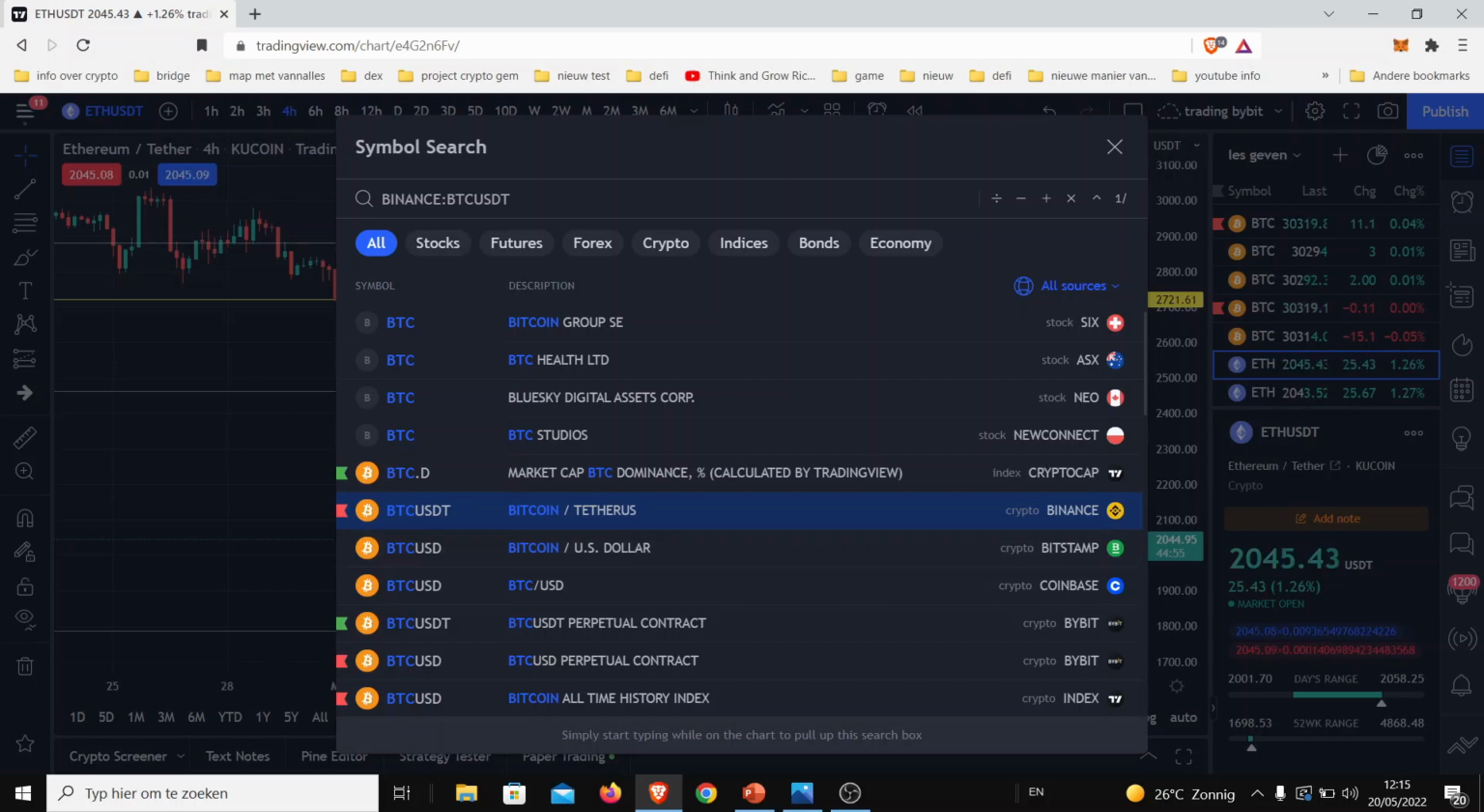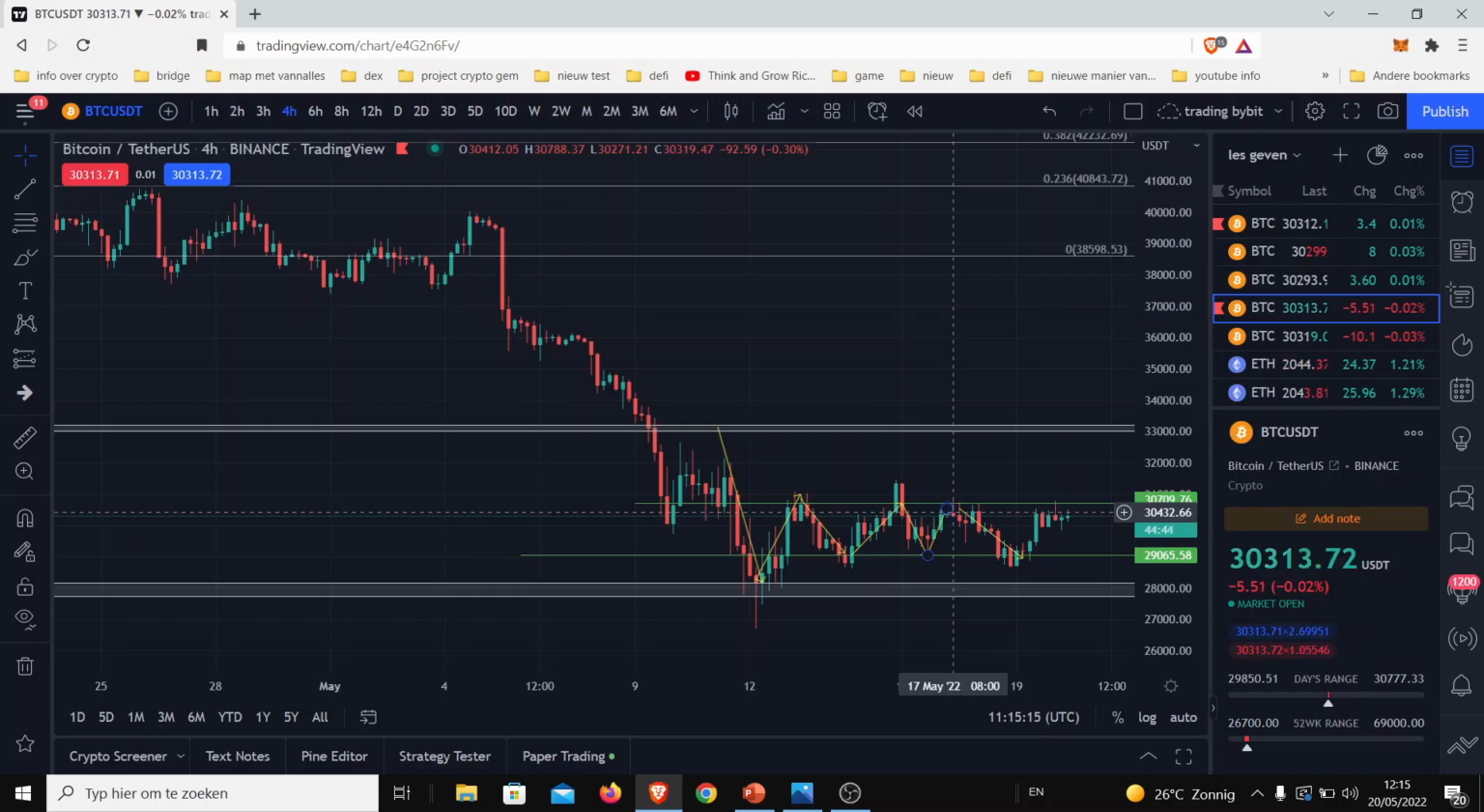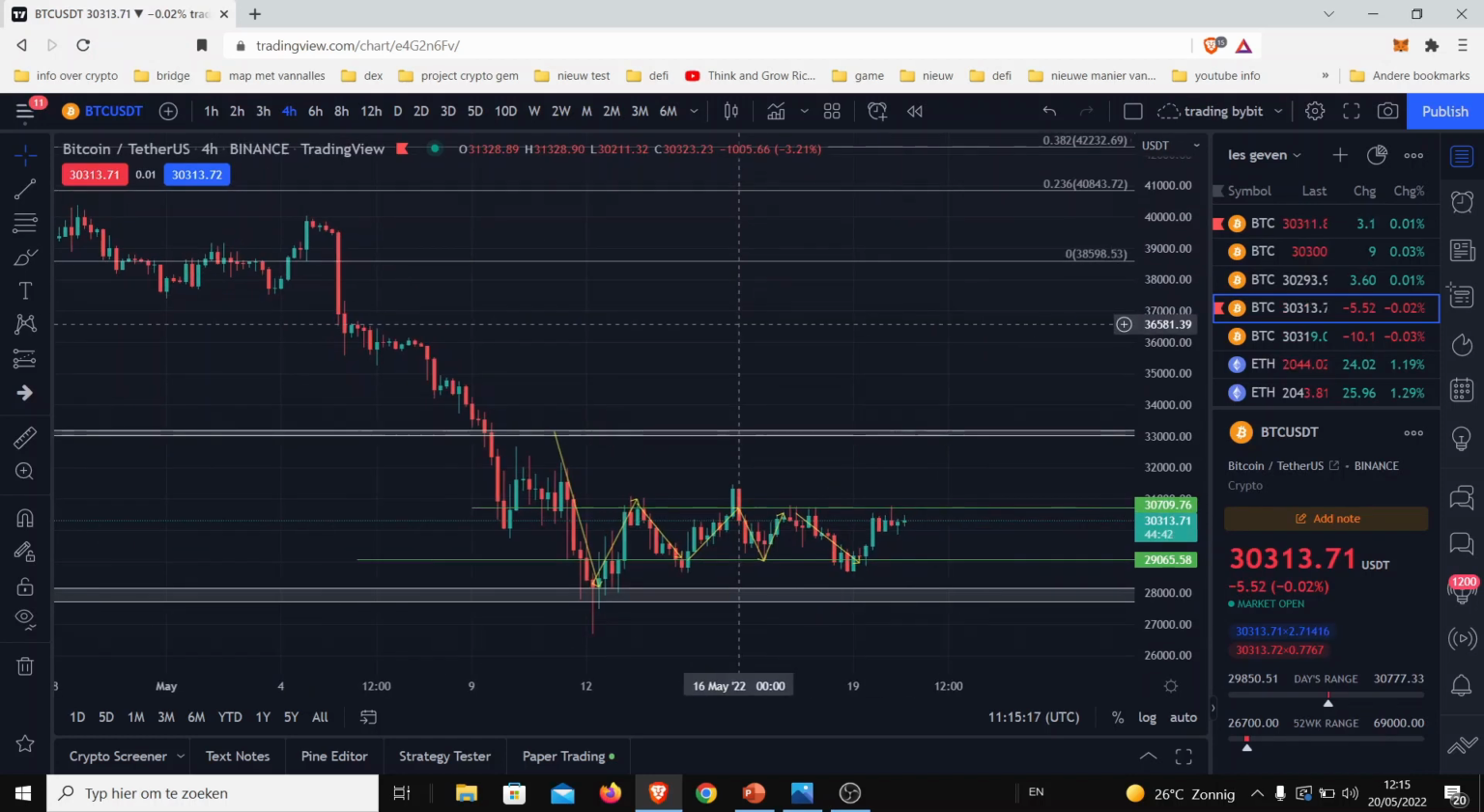If you do it on Bitstamp, it's also okay, but then use this one. If you do it on Coinbase, it's okay, but use this map then. So this is the price that is accurate on the exchange itself. So now you can see here, this is the price action today.